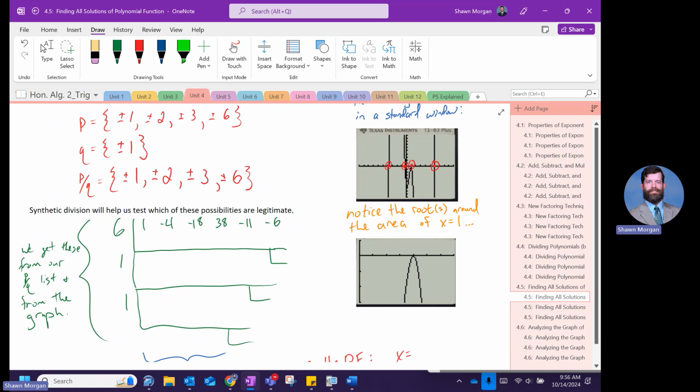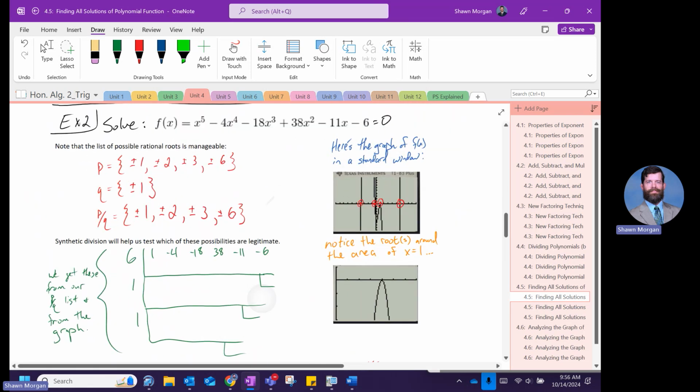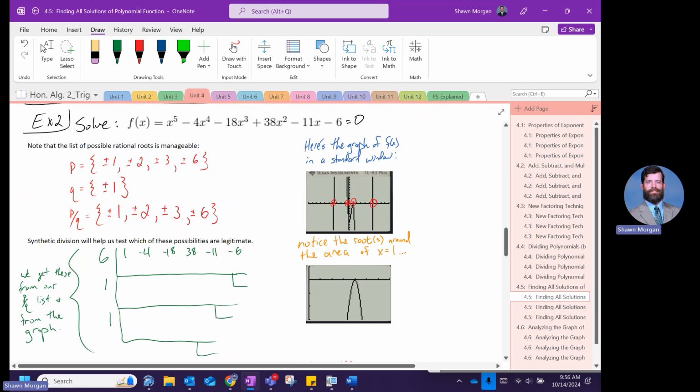So I can synthetically divide that out. If I get a remainder of 0, then I'll know it's a root. Where did these green numbers come from? Good. The original function's coefficients, listed in decreasing exponent order.